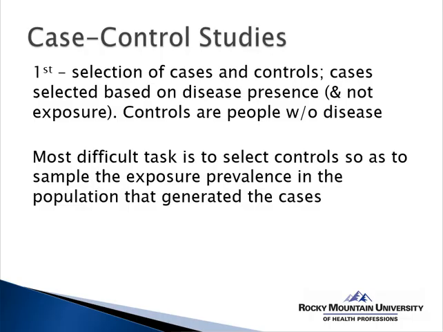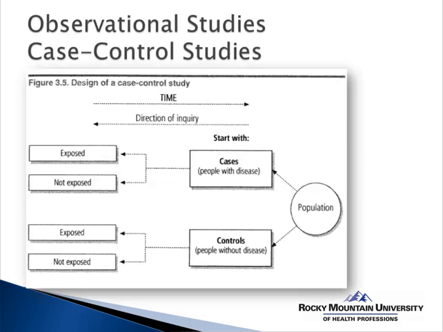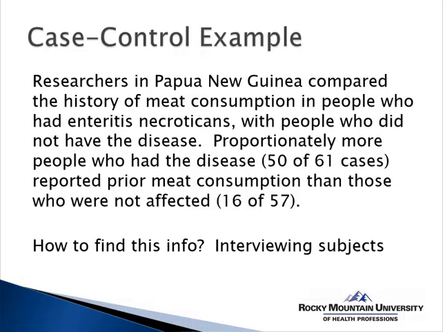The most difficult task is to select controls so as to sample the exposure prevalence in the population that generated the cases. So here are the people with the cases, here are the people with the controls, and then we go back and we ask about potential exposures. That gives us proportions in each group, and we're able to see if people are at greater risk or if they have greater odds based upon their history.